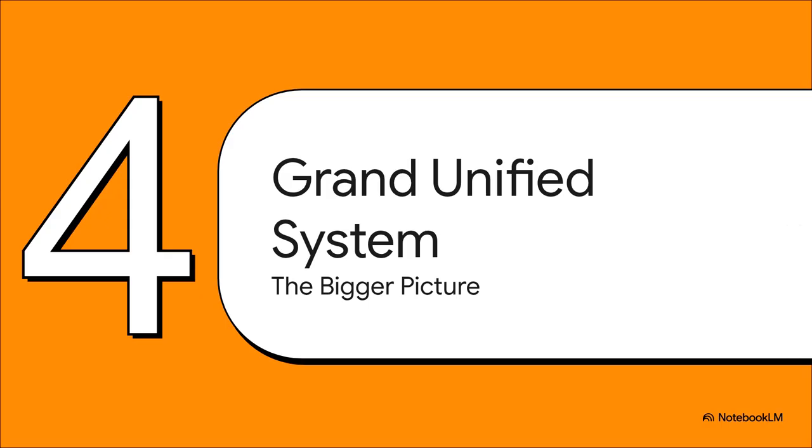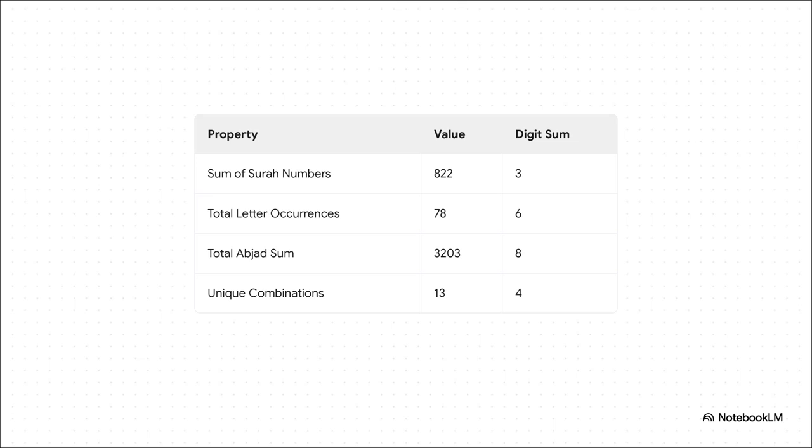Look, these individual patterns are interesting for sure, but the theory's biggest claim is that they all lock together like puzzle pieces into one giant, unified system. So let's zoom out now and look at the bigger picture across all 29 of those chapters that have these mysterious letters. When the people behind this theory analyze the whole set of 29 chapters, they find these huge, large-scale numbers that also seem to point back to those key digits. For instance, if you add up all 29 of the chapter numbers, you get 822, which reduces down to 3.